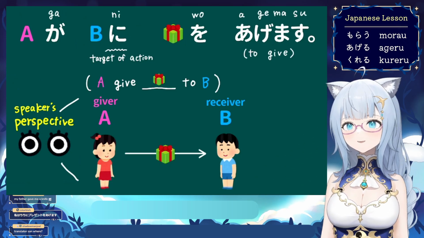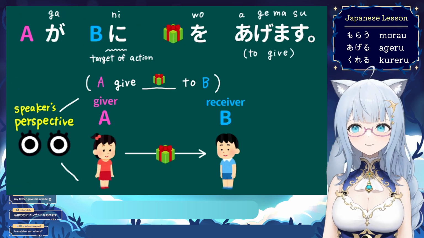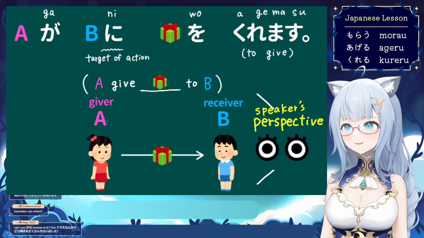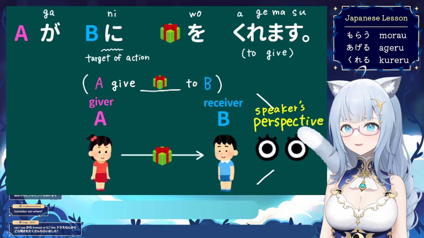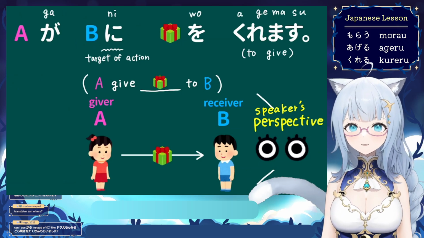妹が先生に何々をあげます。This くれます sentence, this is a little bit tricky. Speaker's perspective is side B, receiver side, but the subject is A.